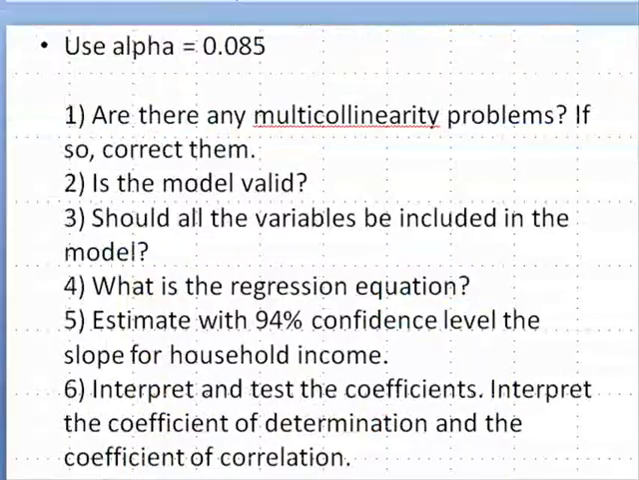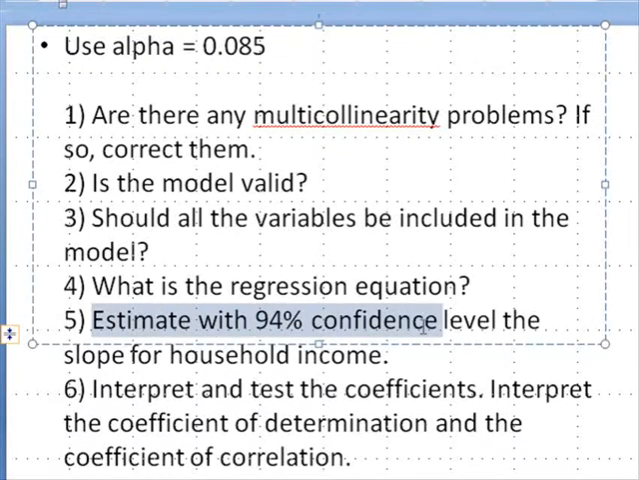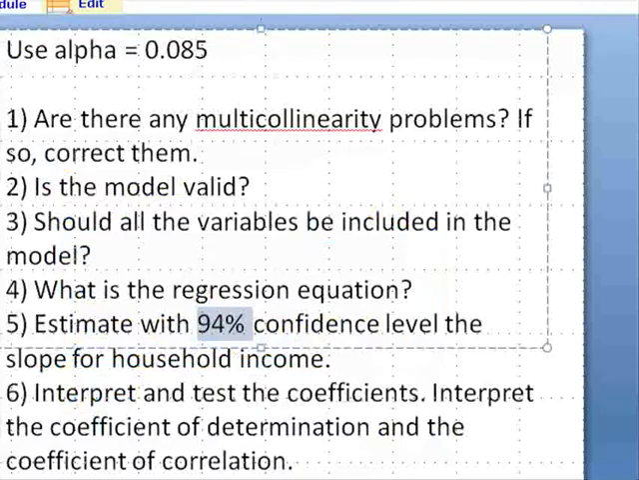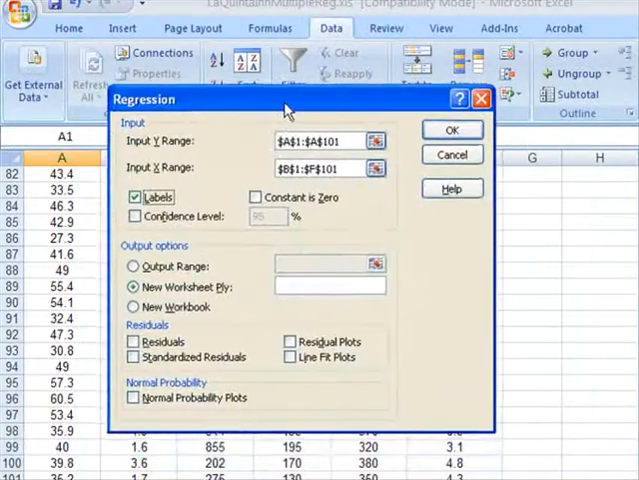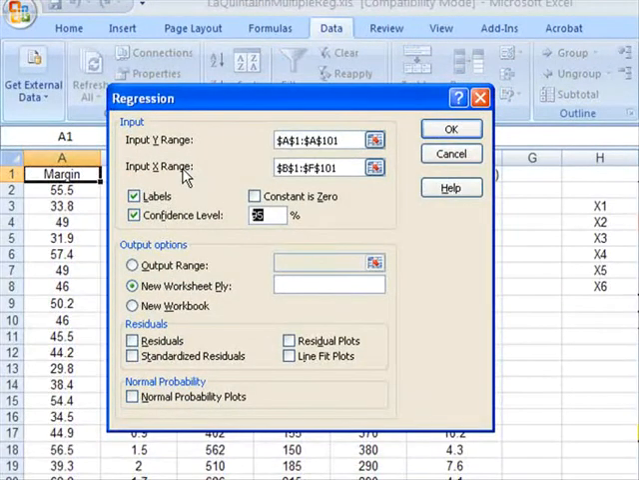Let's look at our questions. First, are there any multicollinearity problems? That's where we were. Is the model valid? Blah blah blah. Go down. Notice 5 says estimate with 94% confidence level the slope for household income. So it is asking for the confidence interval for one population slope. For the rest of the questions, we're going to use alpha of 0.085 unless otherwise specified. But in this particular question, we use 94%. And that is the percentage that we are referring to in the regression dialog box. So we need to check 94%.